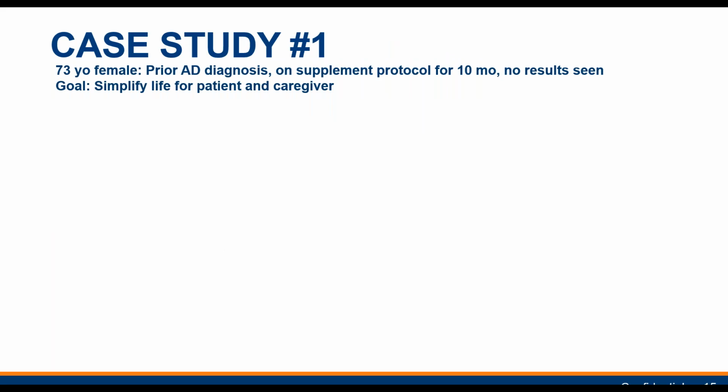The first one is a 73-year-old female, and she was actually with a different physician prior to coming to one of our physicians. That first physician gave her a diagnosis of Alzheimer's disease. She is ApoE4 positive, had a family history of Alzheimer's disease, and was really experiencing cognitive decline over the past 5 years. So she got this diagnosis. She was placed on a pretty expensive and intensive supplement protocol for about 10 months that was designed to halt or slow the progression of her symptoms, and no results were seen at all.